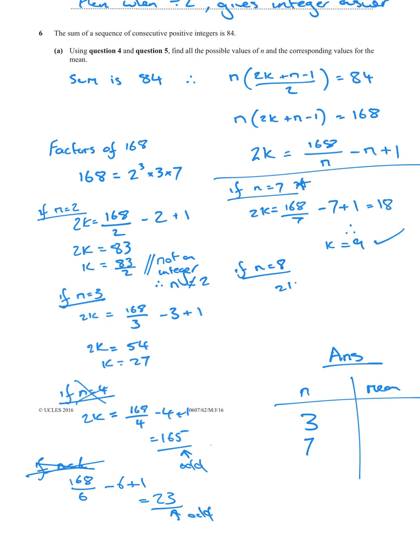Let's try the next one, if n is 8. We get 2k equals 168 over 8, take away 8 plus 1, which is 14. And so k is equal to 7 there, and so that works. So there's another one of my answers. 3, 7, and 8. I then went from there and I tried n is 12, 28, and 21.